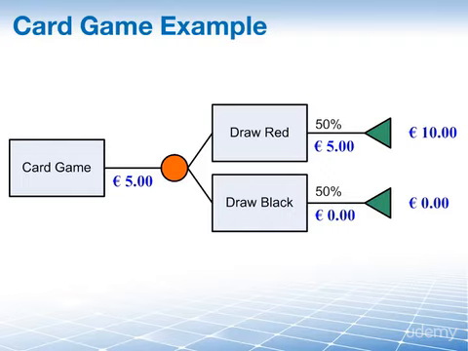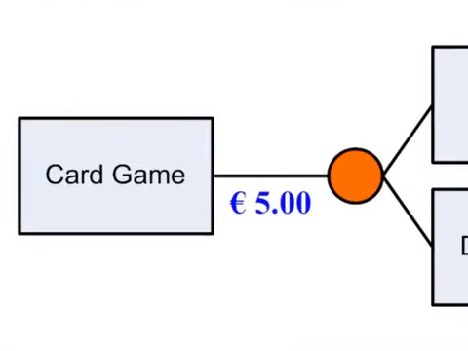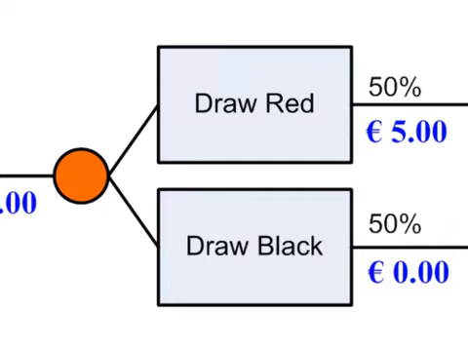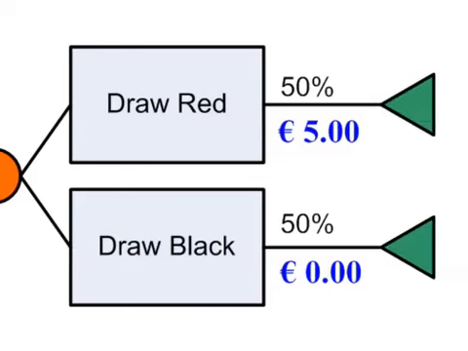First, I drew the card game box on the very left. I said, okay, out of the card game box, I have a chance node. That is the orange circle. And the chances are that I can either draw red or black. So I drew those 2 boxes there. And because this is a 50-50 chance, I added 50% at the top for drawing red, and I added 50% at the bottom for drawing black. And then I added an end node, the green triangle at the very right. Okay. Now I have the boxes and the lines and the nodes.